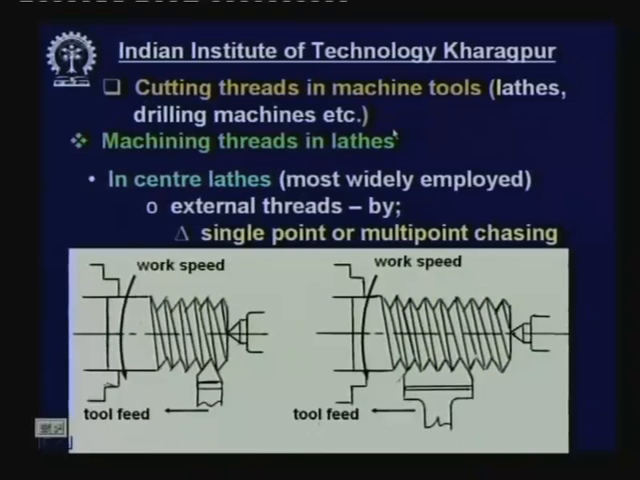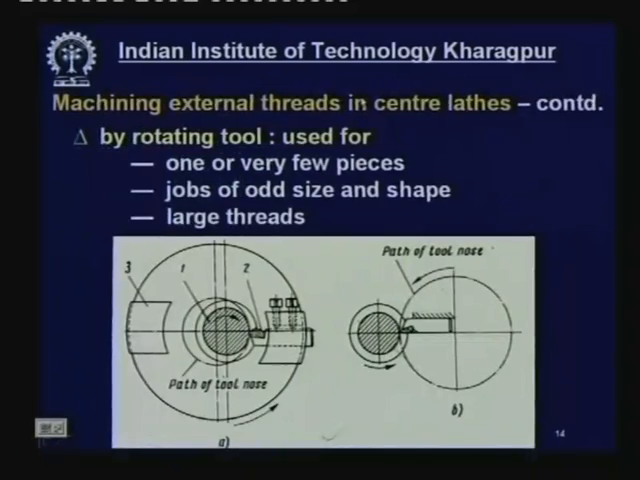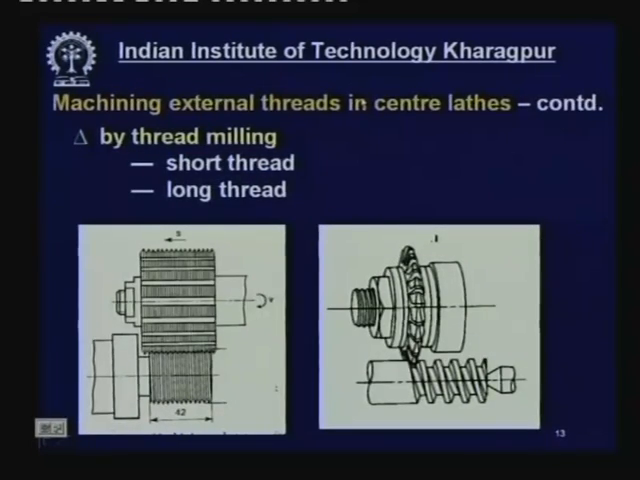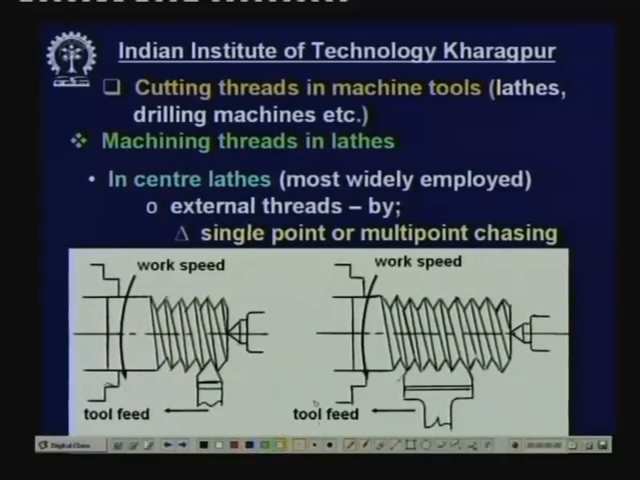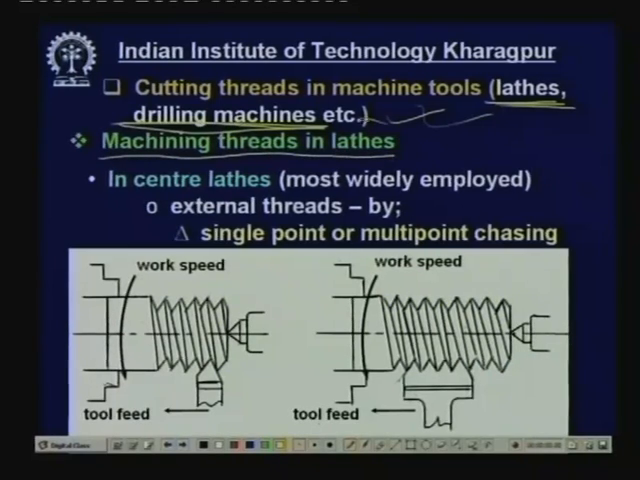Now, cutting threads in machine tools mechanically will be a little faster, with large volume of production, wide range of production and with high accuracy. Now, when you say machine tools, what kind of machine tools usually are used? Lathes are most widely used, and occasionally drilling machines, and for very high production sometimes special purpose thread cutting machine tools are also used. Now, let us discuss machining threads in lathes.